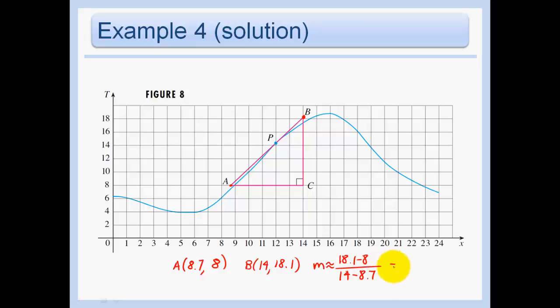And that would give us 1.906 degrees Celsius per hour. So, we can say approximately our instantaneous rate of change of temperature with respect to time at noon is 1.9 degrees Celsius per hour. It's pretty much a consensus we've got from both ways of doing it.